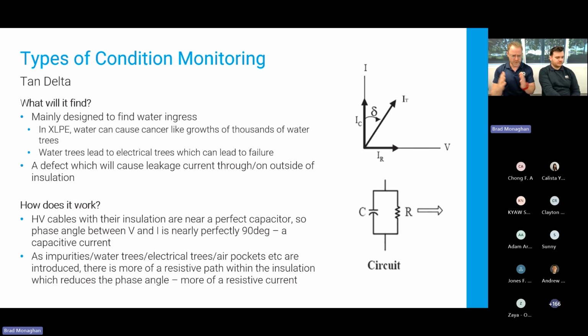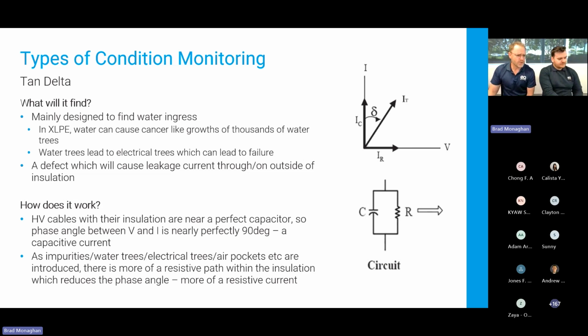So in a perfect world, the phase angle between your volts and your current is going to be 90 degrees. And we don't live in a perfect world. We live in cables, which is slightly less than a perfect world. So there always is a tiny bit of resistive path there, but the bulk of it is a capacitive path. It's a capacitive current. So effectively the phase angle between the two is very close to 90 degrees. I'm just trying to turn my hands there so you can see a 90 between my hands.